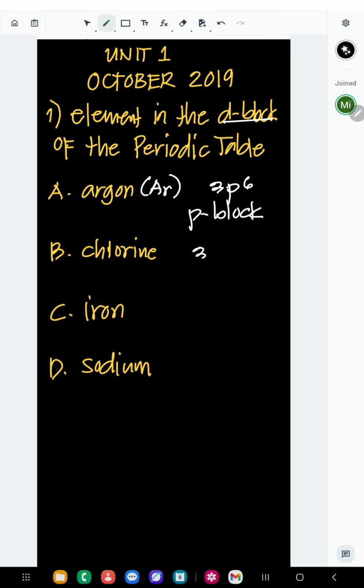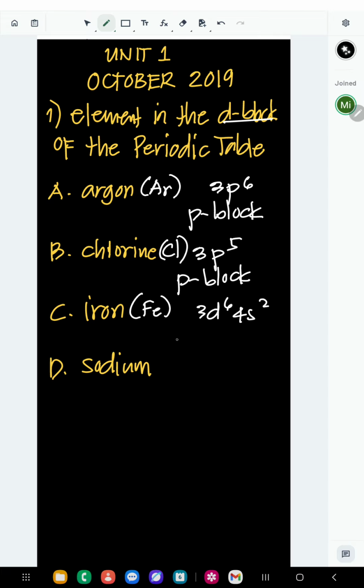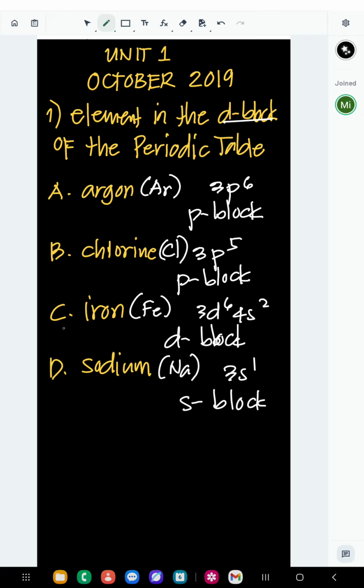Chlorine, or Cl, ends in 3p5. So that means chlorine is in the P block. Then iron, Fe, ends in 3d6, 4s2. So iron is in the D block. Then sodium ends in 3s1. So this one is in the S block. So among the choices here, iron belongs to the D block of the periodic table. So iron is a D block element.